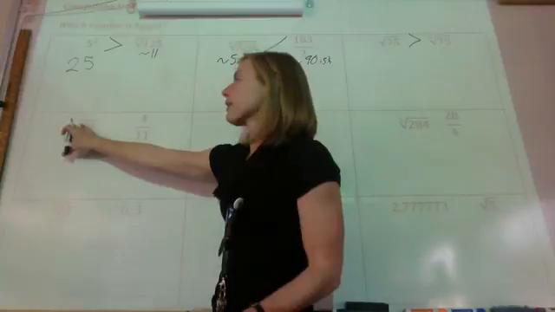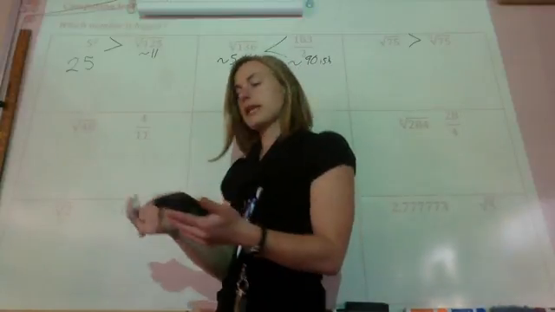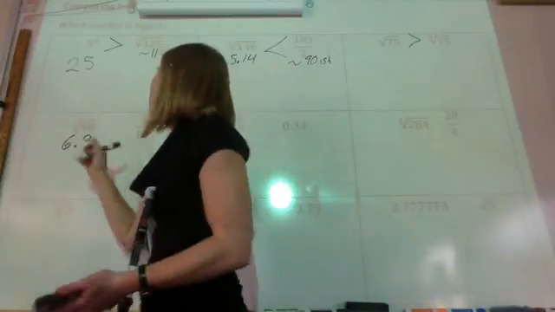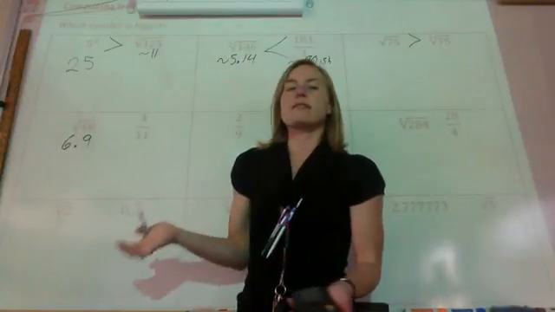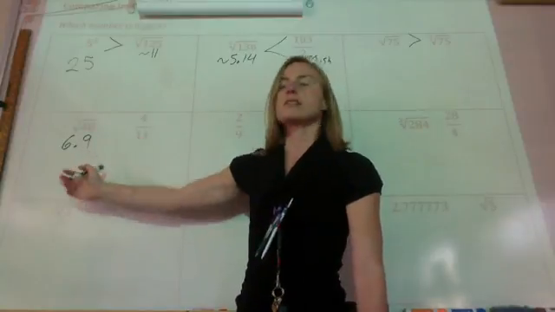Here we have the square root of 48. I don't know what that is, so I can put it in my calculator. And it's about 6.9. And then 4 over 11, that's not even a whole. That's less than 1. So of course, that's going to be less than 6.9.